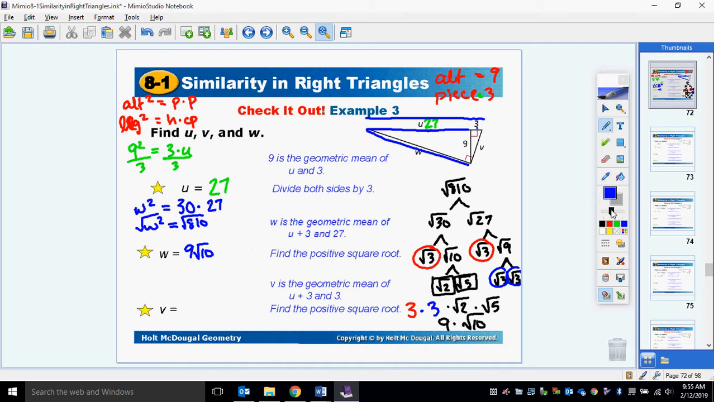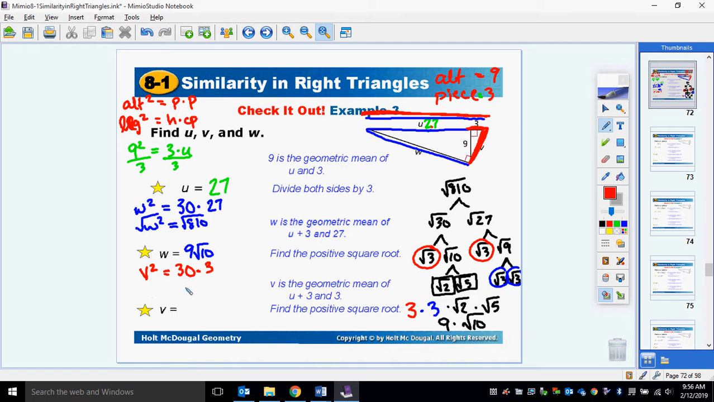And now I need to find V. V is another leg in my triangle. So I'm using leg squared equals hypotenuse times closest piece. So leg squared, so V squared, equals the hypotenuse, which is the entire hypotenuse of your big triangle. Again, that's 30. Now what's the closest piece to V? Remember there are 2 pieces, 27 and 3. The closest one to V is the 3.